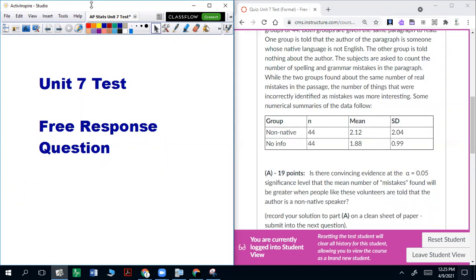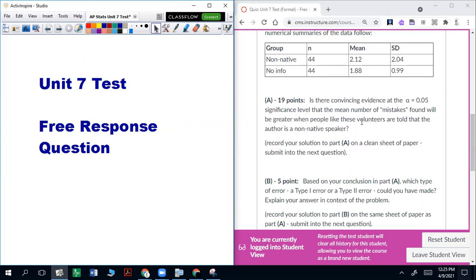So what we're trying to figure out is, hold on, let me get my pen. We're trying to figure out the question: is there convincing evidence at the 5% level that the mean number of mistakes found will be greater when people like these volunteers are told that the author is non-native? So we want to test to see if this mean is greater than this mean. So this is a two sample t-test.